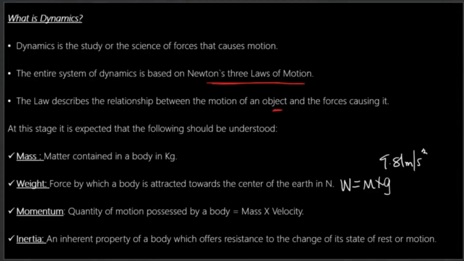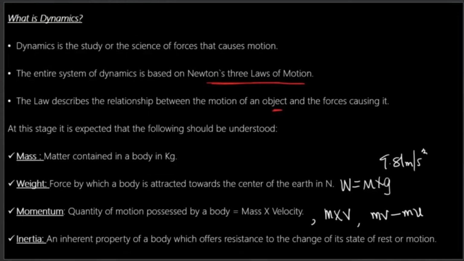And then another very important terminology here is the momentum. The momentum is the quantity of motion possessed by a body. So momentum is mass multiplied by velocity. So when we are talking about change in momentum, it is going to be mv minus what? Minus mu. So v being the final velocity and u being the initial velocity.